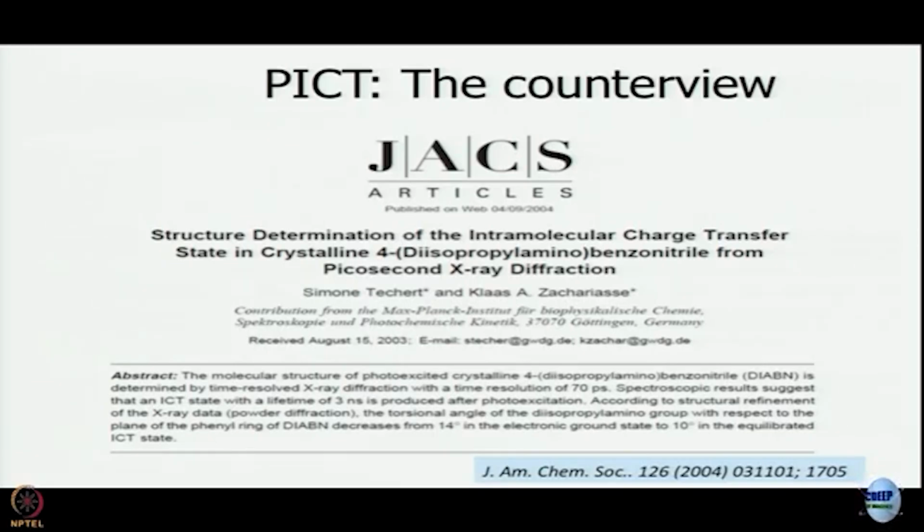TICT says the ground state is planar, coplanar, excited state is twisted. What these guys say is that the ground state is not planar, it is something like this, excited state is more like this, planarization. So, all this discussion falls apart. What does not fall apart is the fact that the charge transfer state is highly polar and there is a viscosity dependence. Okay. After this paper, not many papers have been written on the TICT, but it is not as if the debate is over.